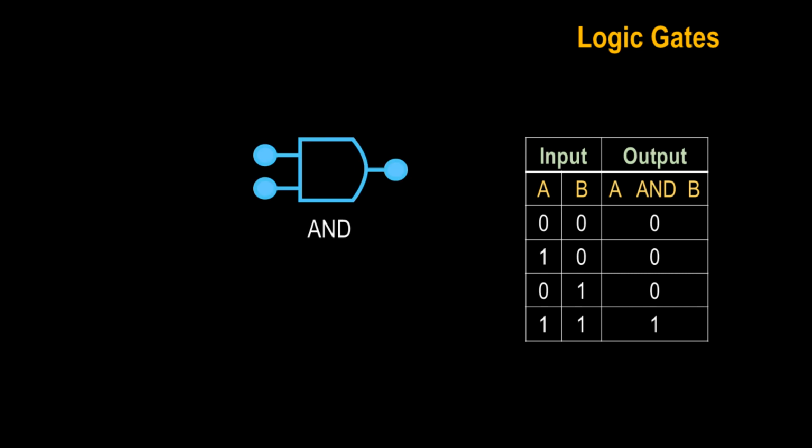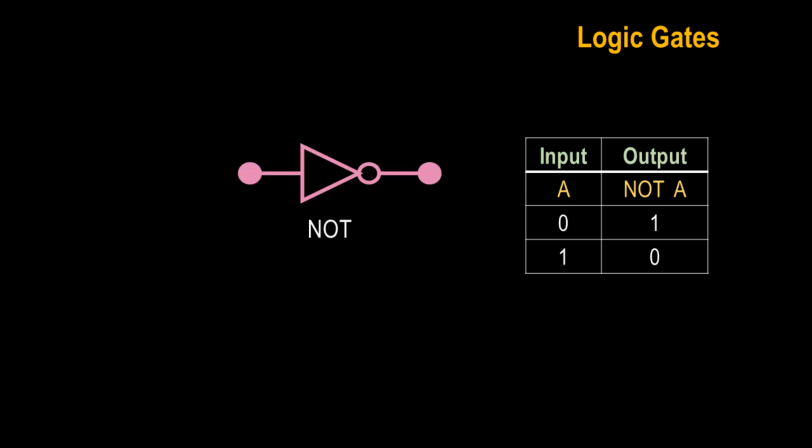AND gate also has 2 inputs and 1 output. When both the inputs are 1, the output is 1. Otherwise, the output is 0. Now the NOT gate. It has 1 input and 1 output. It flips 1 to 0 and 0 to 1.